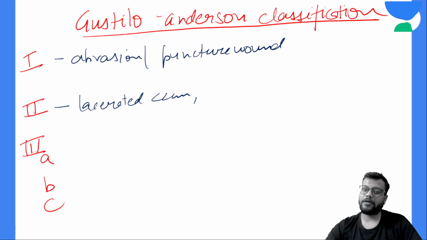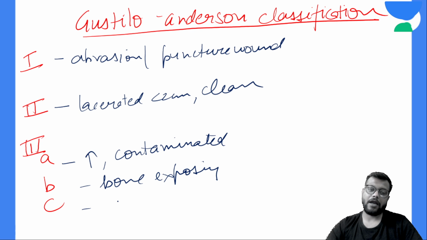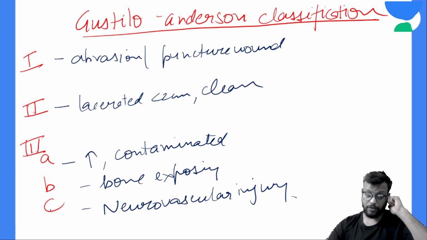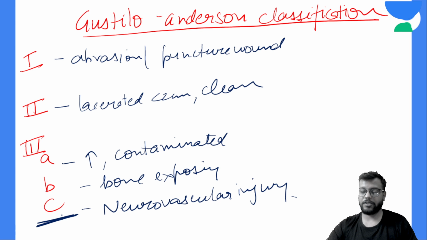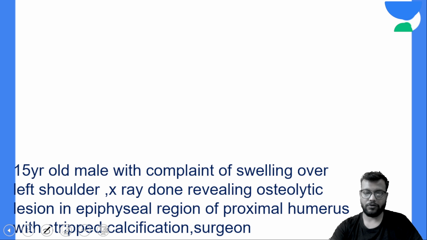Here the lacerated wound will be large, contaminated. Here it will be even larger with bone exposed, and here there will be neurovascular injury. Okay, remember. It is the worst prognosis and the most emergency condition. Okay, this is your Gustilo Anderson classification. You should know about this.